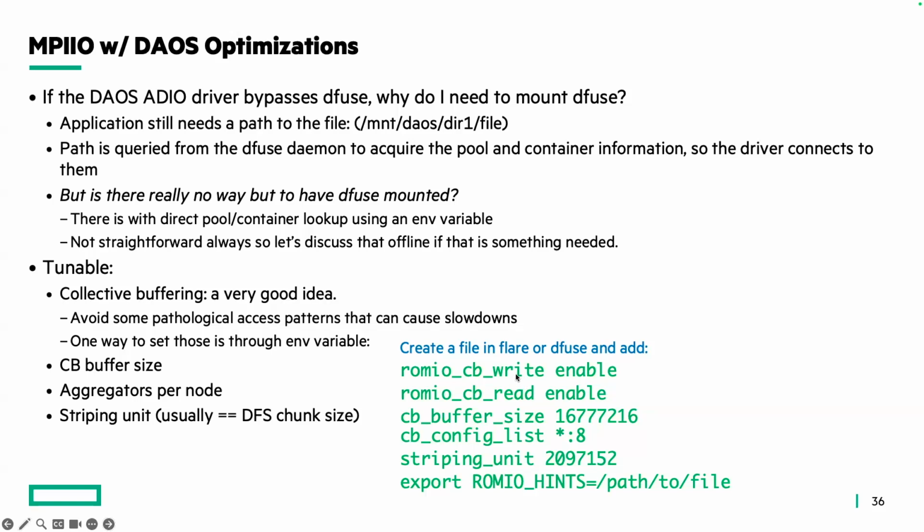If you know your application more, you can tune things like the collective buffer size, the aggregators per node, and the striping unit. But those are not very important unless you really know what your application is doing. The first two are the most important. So once you create that file, it can be in Flare or DFuse mount point, or anything. You just export ROMIO hints to that file, and ROMIO will use these optimizations.